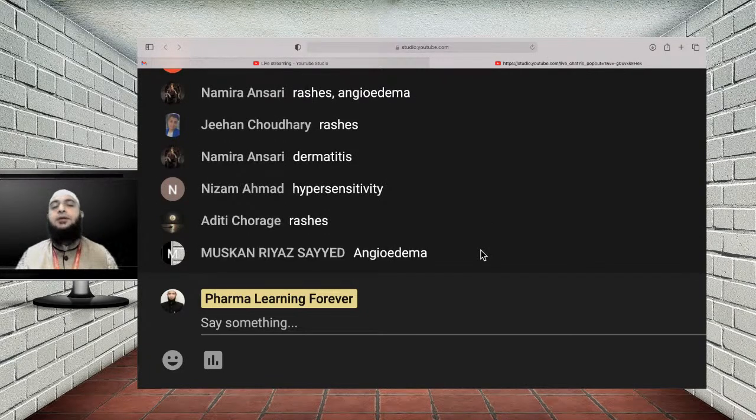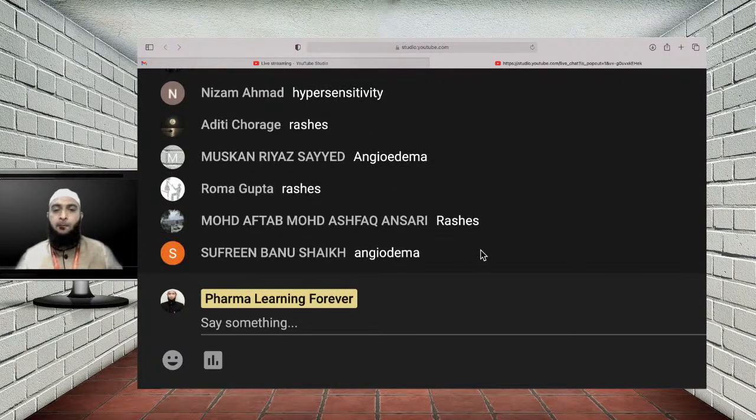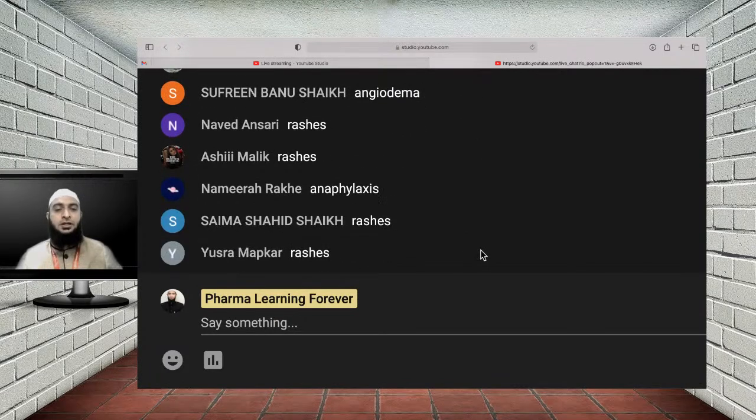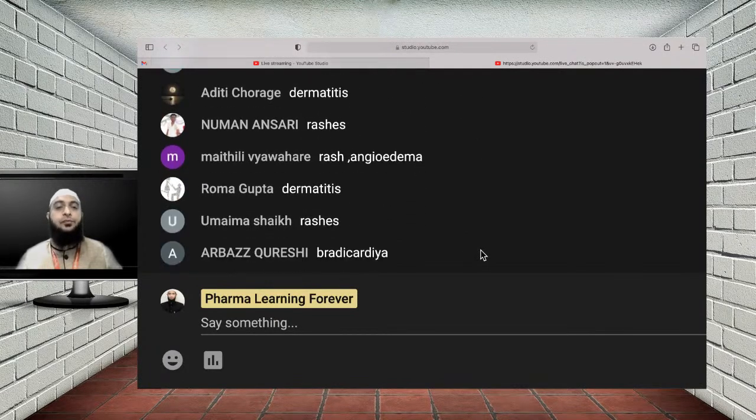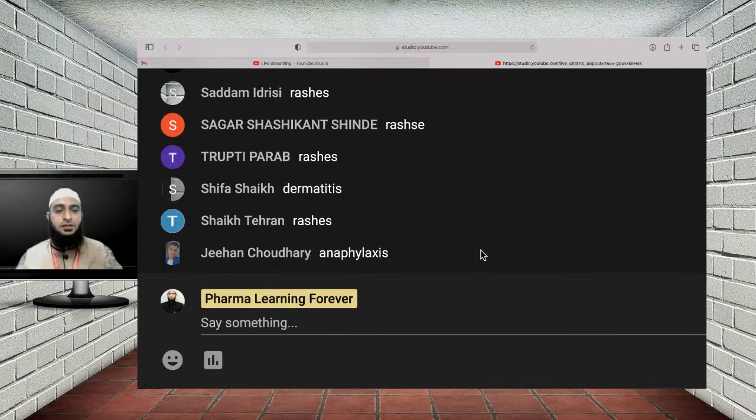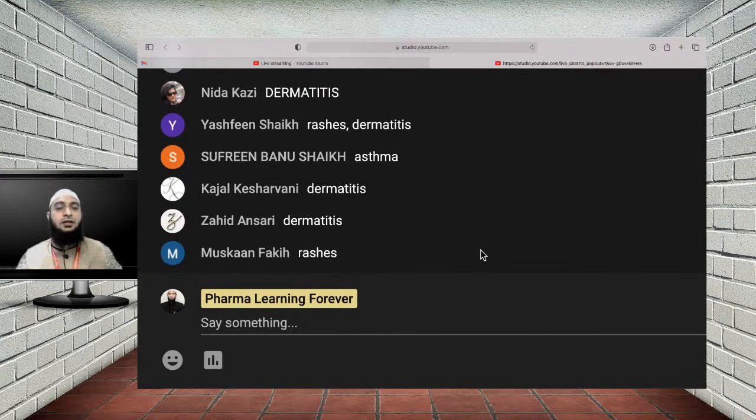What are the other hypersensitivity reactions? Symptoms of hypersensitivity reaction: rashes and angioedema are very common. What happens in case of a very high dose? Someone mentioned contact dermatitis, where the patient suffers from dermatitis. Jihan mentioned anaphylaxis. Yes, that is a very severe condition.